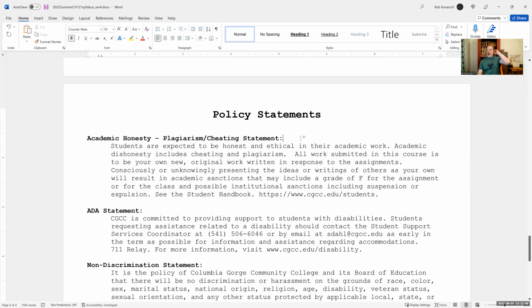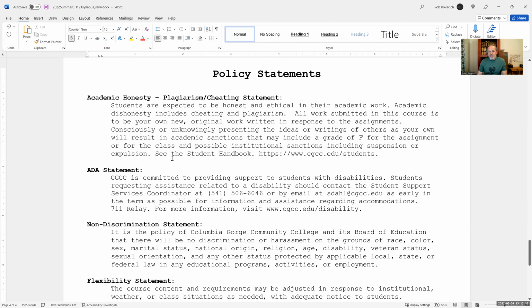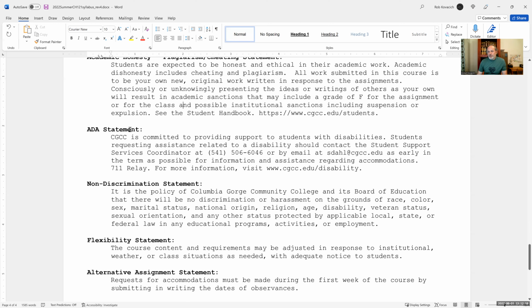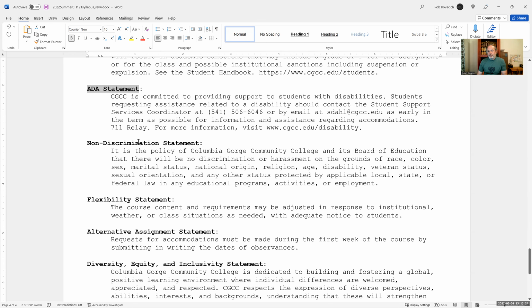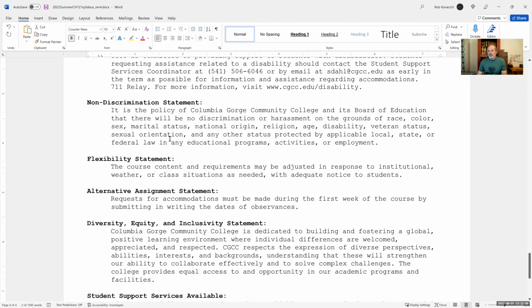So here are the policies set forth for all classes at the college. There's a statement on academic honesty and what would happen if you got caught cheating. There's an ADA statement about students with disabilities. Get a hold of me, and we'll work our way through that. There won't be any discrimination in this class. If I see anything like that in the forums or hear about it in some other way, there'll be action taken against the person discriminating.